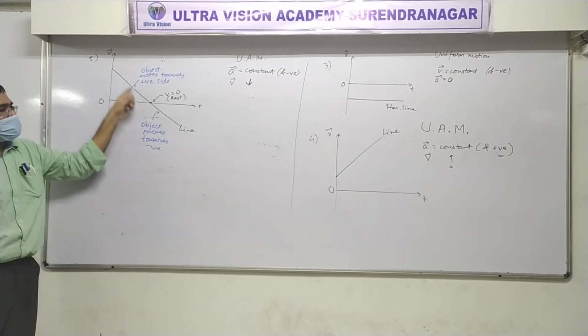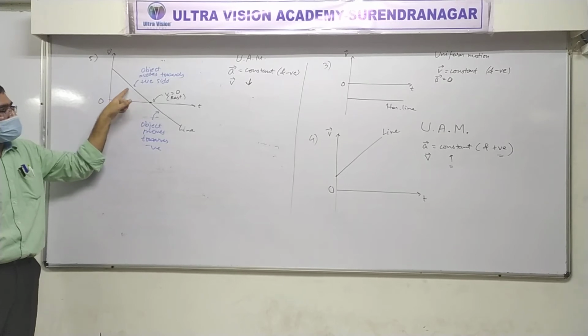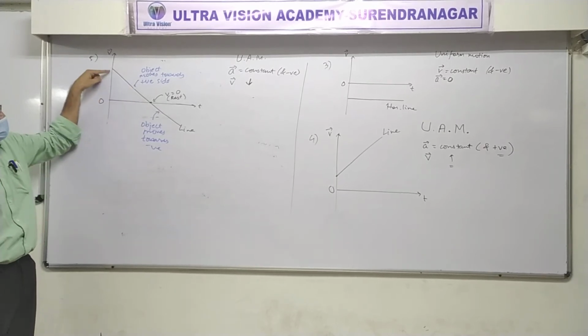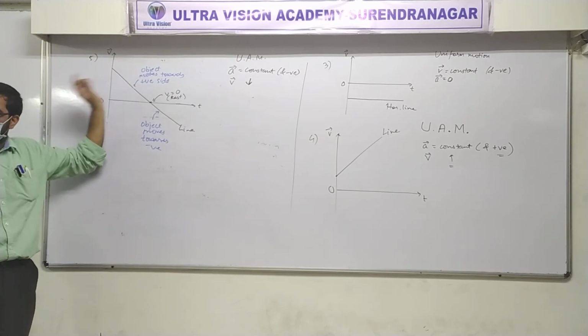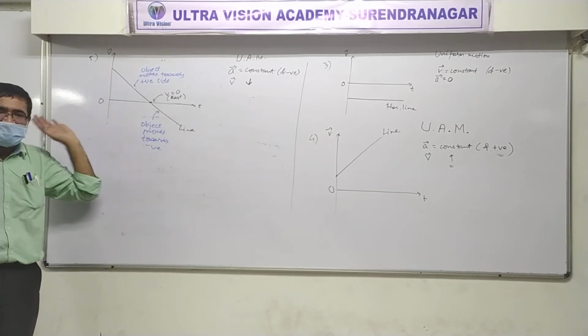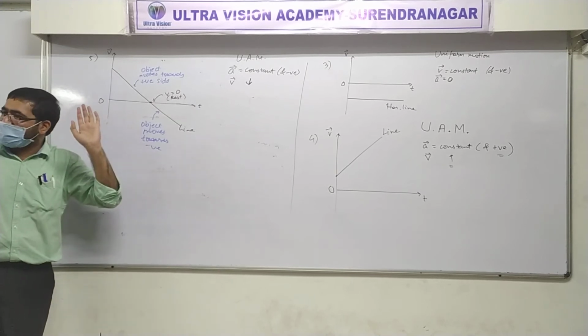Here the slope is negative, so acceleration is negative. But in this part, velocity is positive. Suppose it was 10, it is something like 5 now. So velocity is positive, but acceleration is negative. So it is retarded. But that's not the case here. Both are negative. Got it?